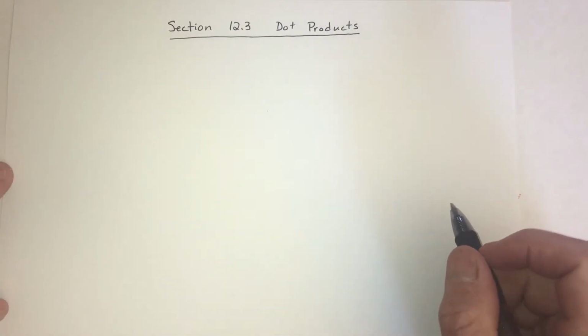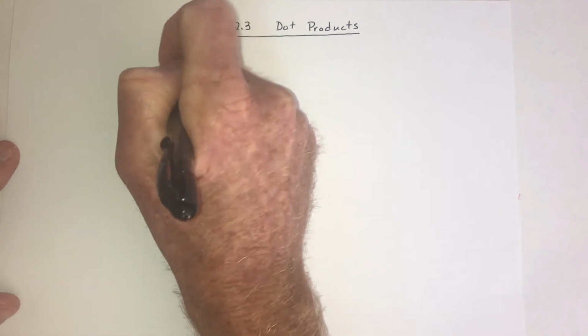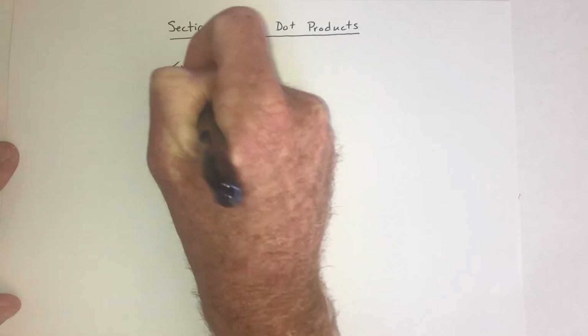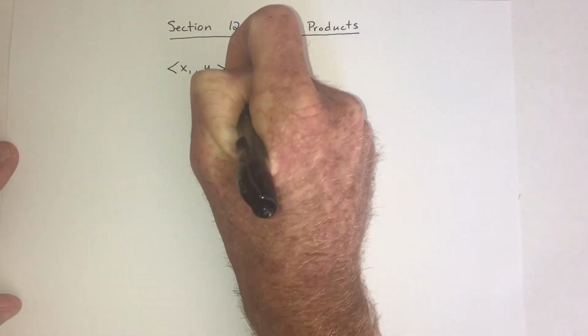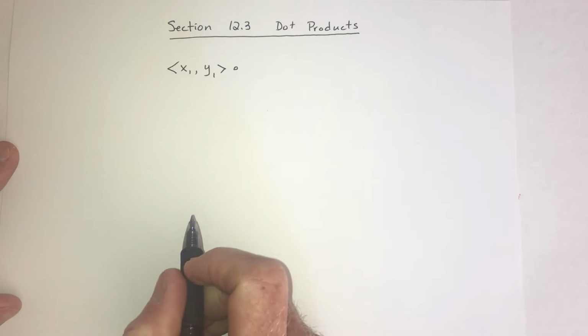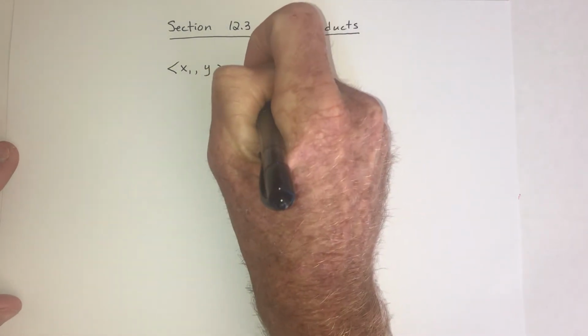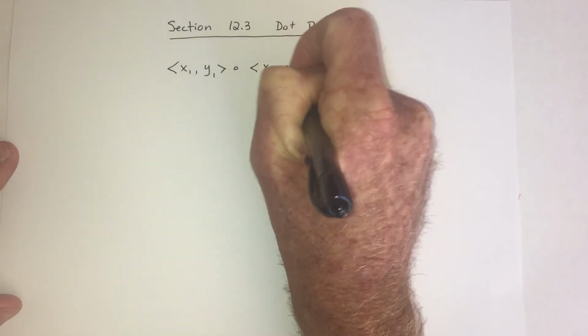All right, here we go with dot products. So a dot product is actually very easy to do. If you have a vector, the first one I'm just going to call x1 comma y1. And then for dot product, you make a little tiny open circle like that. So that means dot product. And our second vector is going to be x2 comma y2.